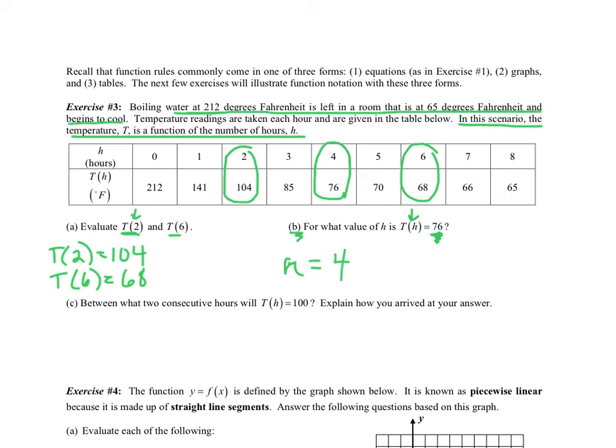Next question says, between which two consecutive hours will T of H equal 100? Well, let's see, 100 is not in my graph here, right? 100 is not in the table. But if I look up here, between which two consecutive hours would it be 100? Well, that would be between hours 2 and 3. Okay, so we can read a table, read inputs, and read outputs.